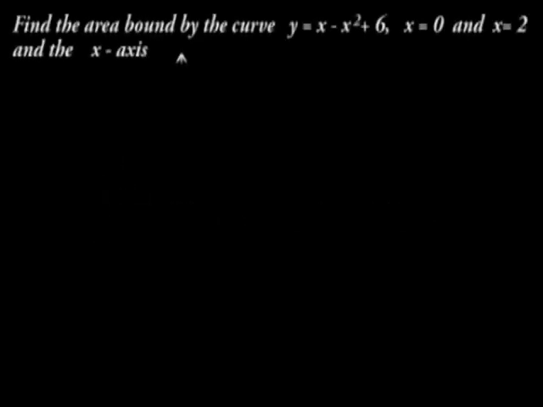Area under a curve. An area bound by a curve, the x-axis, and lines x is equal to a and x is equal to b can be obtained by evaluating the definite integral of y with respect to x from a to b, where y is a polynomial in x. For example, find the area bound by the curve y is equal to x minus x squared plus 6, x is equal to 0 and x is equal to minus 2 and the x-axis.